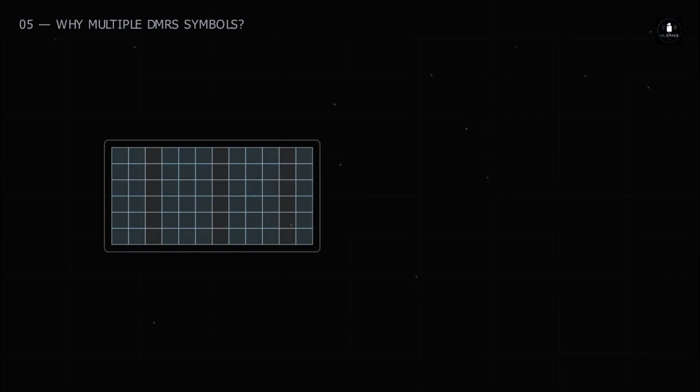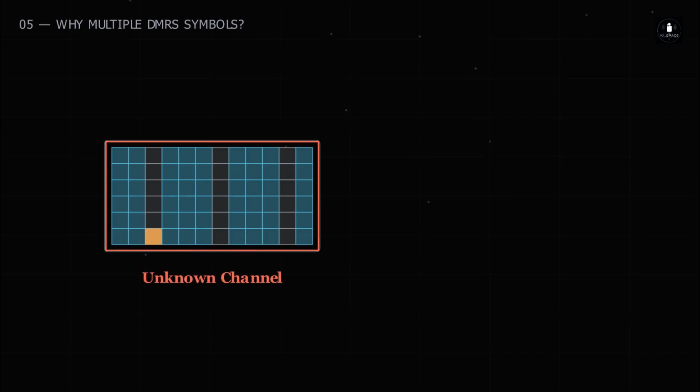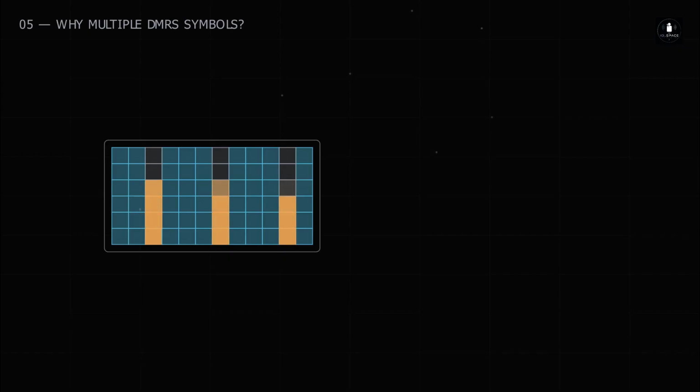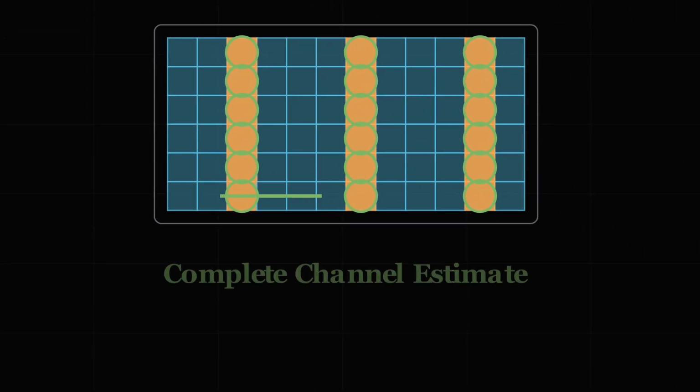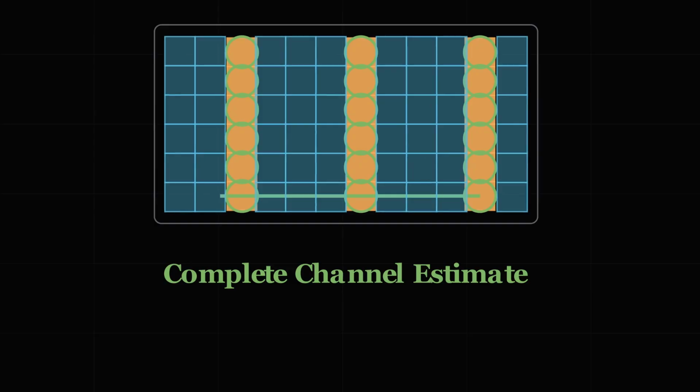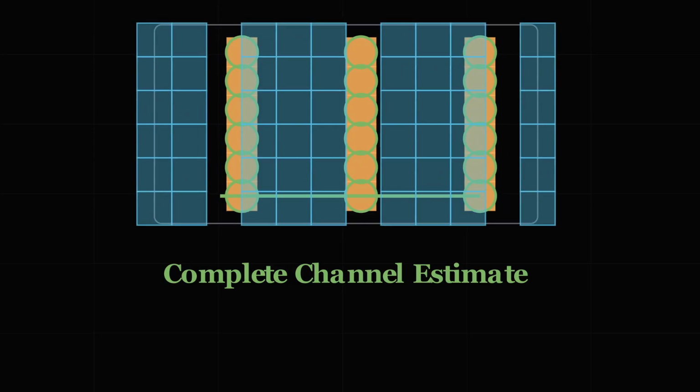Suppose only one DMRS symbol were transmitted. The receiver would know the channel only at that single location, leaving the remaining resource elements unknown. Instead, DMRS symbols are inserted at multiple locations across both time and frequency, providing many reference points. Then the receiver combines these reference points to estimate the complete wireless channel. This estimate is then used to equalize every surrounding PDSCH symbol.